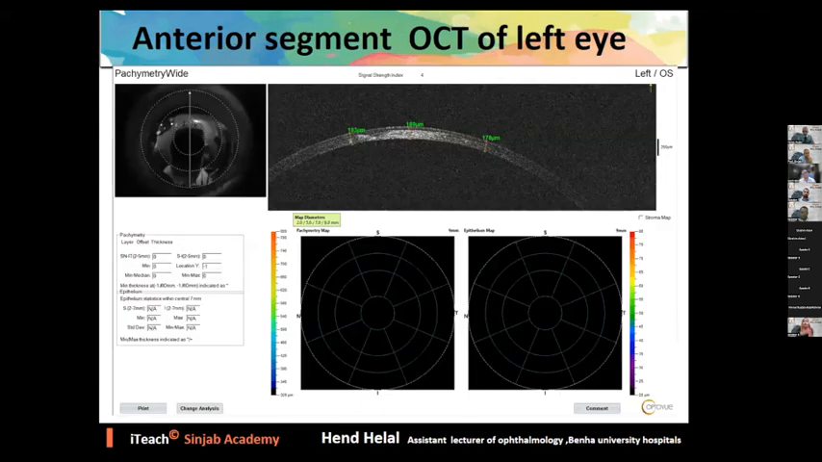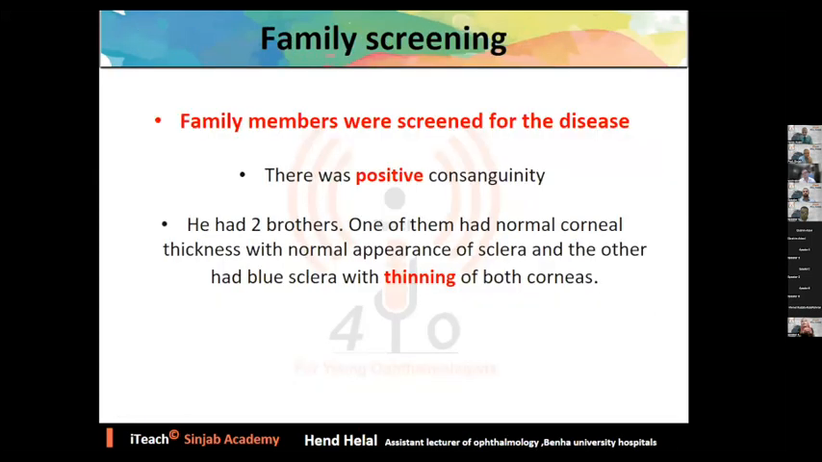The second eye, the corneal thickness is 189, an ultra-thin cornea, not exceeding 200 micron. And this goes with the brittle cornea syndrome, where the thickness is less than 400 micron. So I decided to move for the next step. My next step was family screening, as it is a genetic disease. So I decided to screen all the family members.